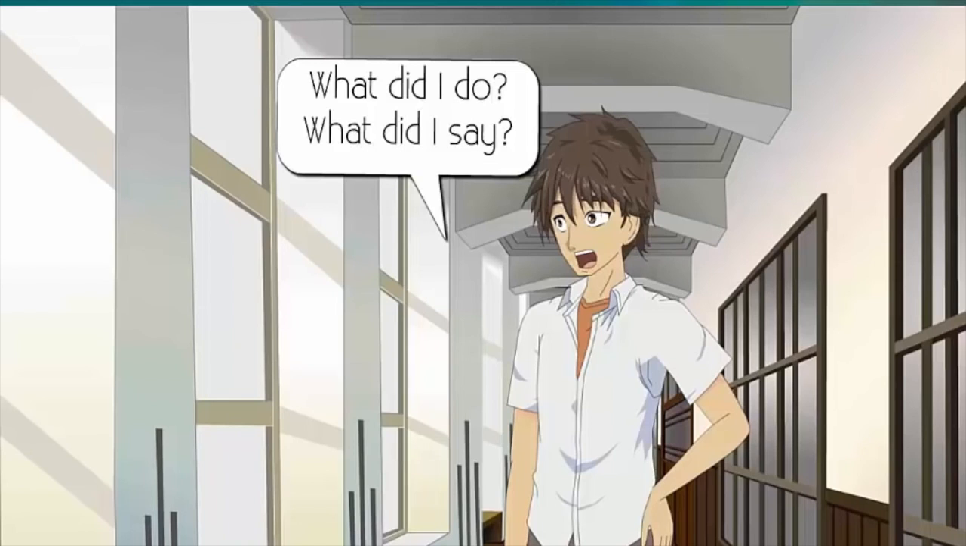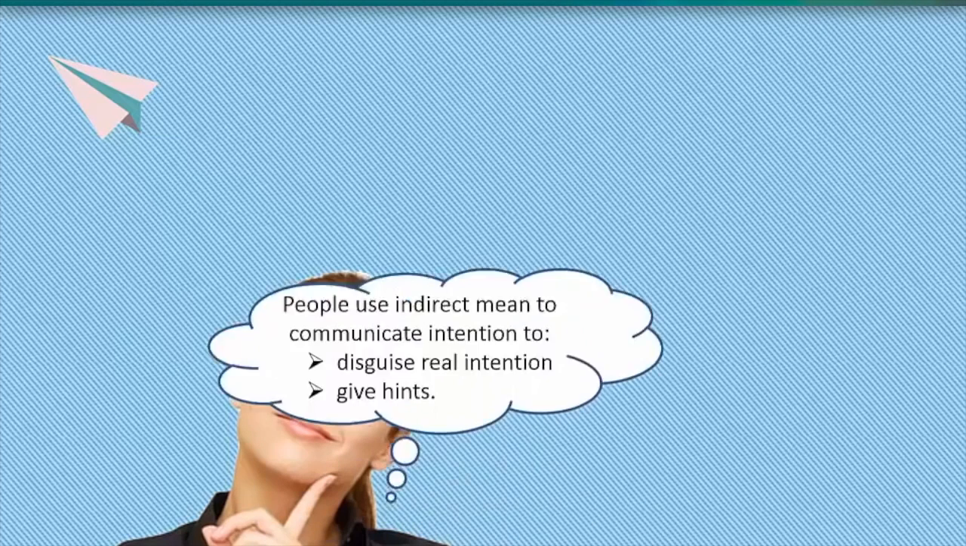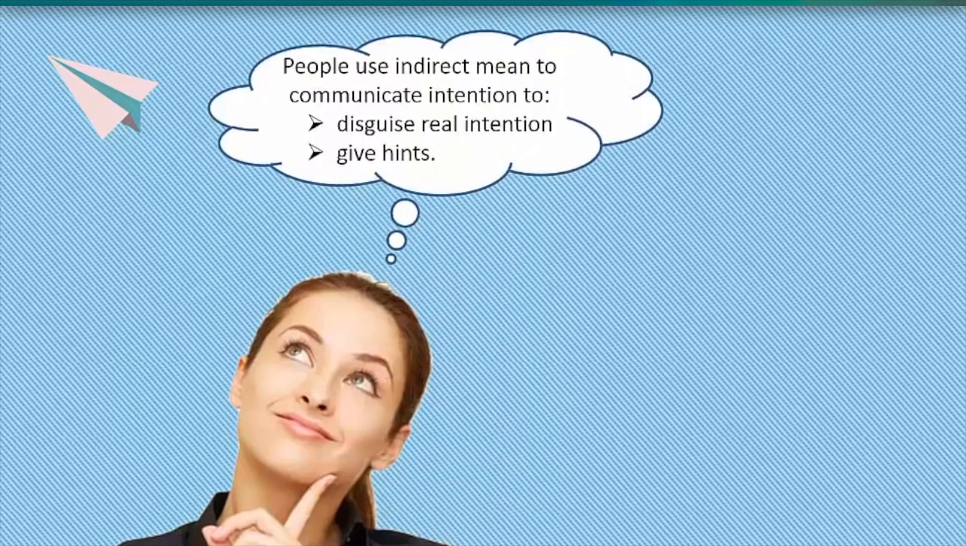Adele, on the other hand, was clueless and he kept on pushing. Adele needs to understand the underlying meanings of the utterances in order for him to see that Tila does not want to go out with him. The use of direct and indirect means to communicate intention is common. The purpose of using indirect means to communicate intention is to disguise real intention or to give hints.